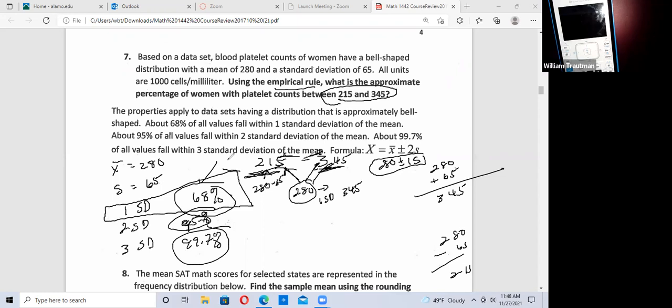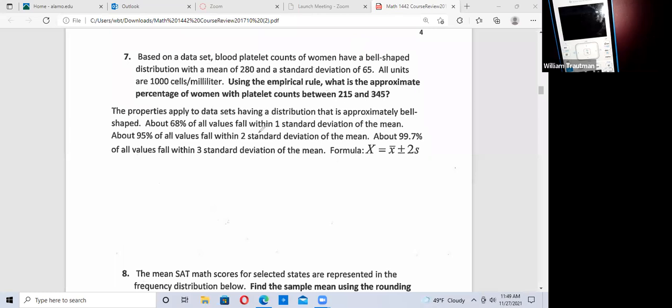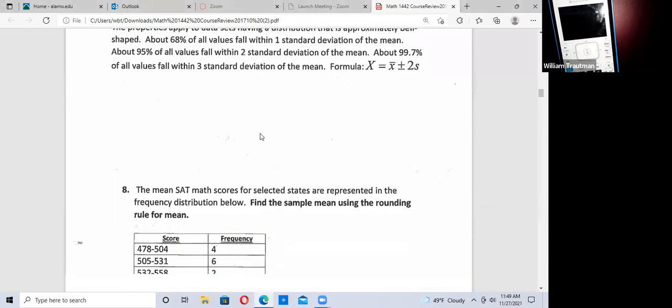Our distance here was only 1 standard deviation away from the mean on both sides. So we're dealing with 68% of the data. Remember this, it looked like this. If we had a mean here, 1 standard deviation on both sides is 68%. If you had 2 standard deviations, it would be 95%. And then if you had 3 standard deviations, you'd have 99.7%. But our data was only 1 standard deviation away. So it's 68% of the data.